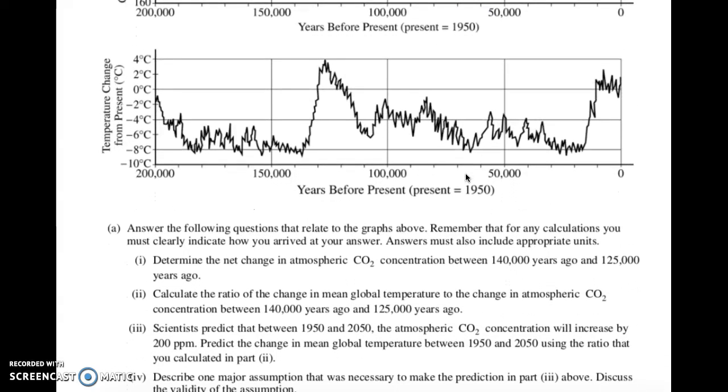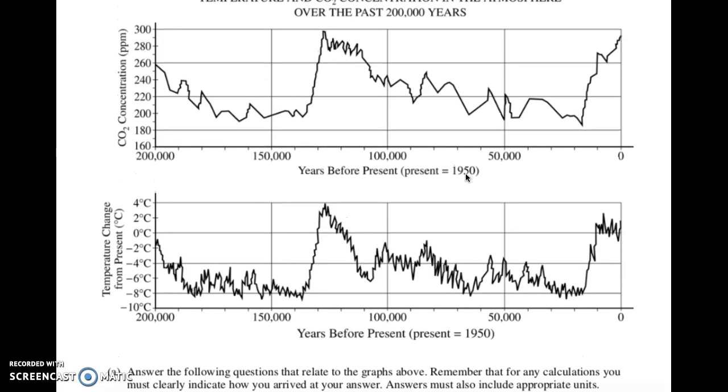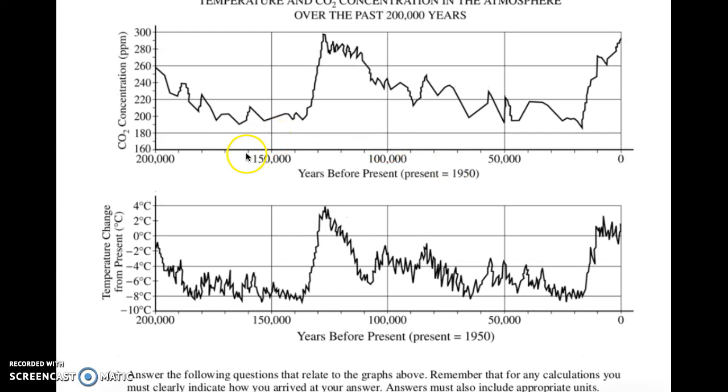So the first part, we need to determine the net change in atmospheric carbon dioxide concentration between 140,000 years ago and 125,000 years ago. First thing, you need to find those two values. So start from 140, go up till you meet the line, go over. So you get about 200 parts per million carbon dioxide, and then 125, so that's one.